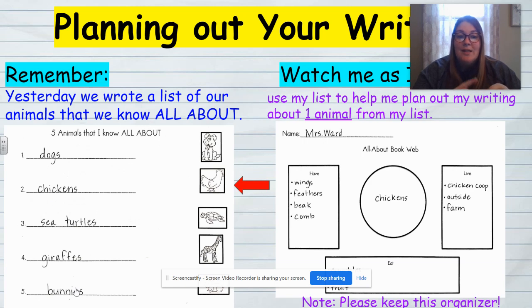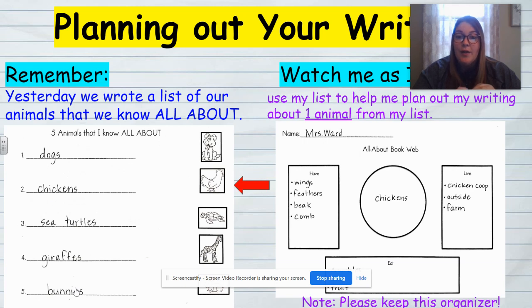So if you notice on my list, I'm going to pick chickens. And if you're in my class, you're aware I actually have pet chickens in my yard. So I really know a lot about chickens. So now that I've decided which animal from my list I'm going to choose, now I'm going to use this organizer to help plan out my writing. And when we use this organizer, we're not going to be writing sentences on it. We're going to be writing words or phrases that we're going to use when we begin to write our sentences.